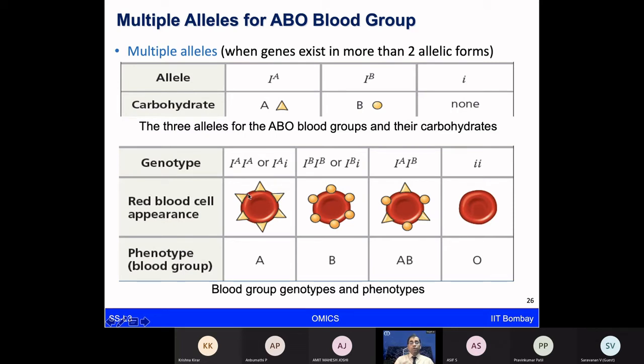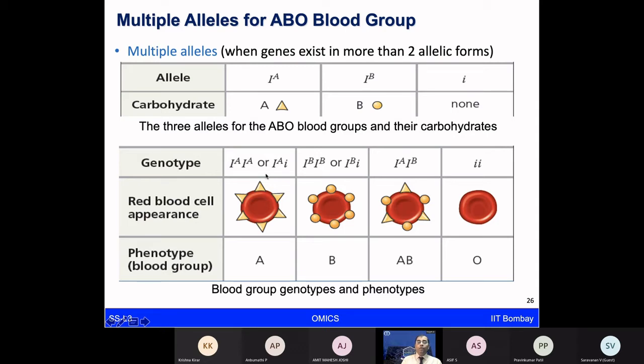Now the phenotype, let's talk about first, which we are all aware of: the blood group A type, B type, AB, or O type. How do they look in terms of appearance? This is an RBC. If this is carbohydrate A, this is how the appearance looks. If another type of carbohydrate is present, which is B type, it will look like this. If both of them are present, it will look like AB type. If both of them are absent, it is O type.